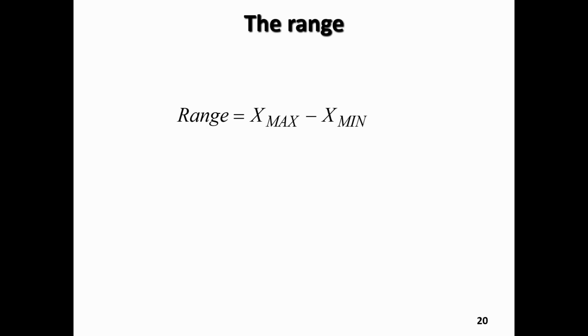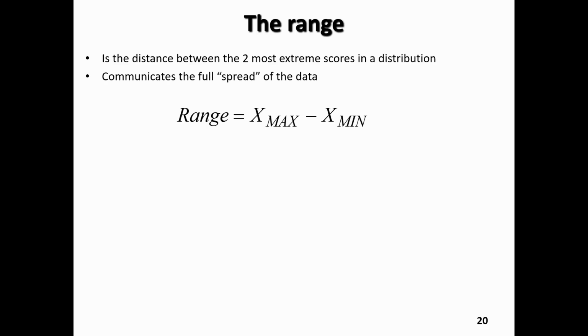The most basic way to quantify variability is what's called the range. The range is simply the distance between the two most extreme scores in a distribution. This communicates how fully spread out the data are. The range is simply calculated as the single highest score in a group of scores minus the single lowest score.